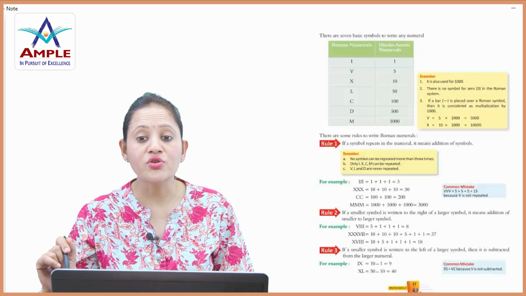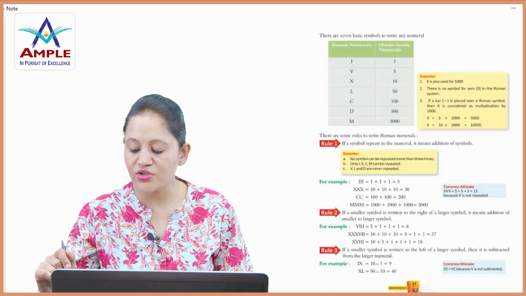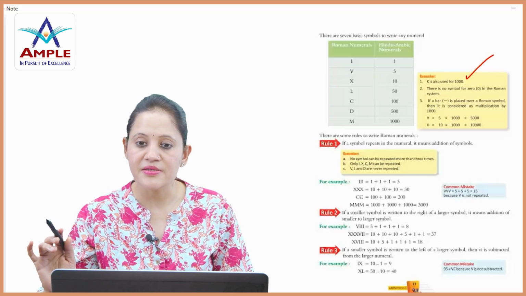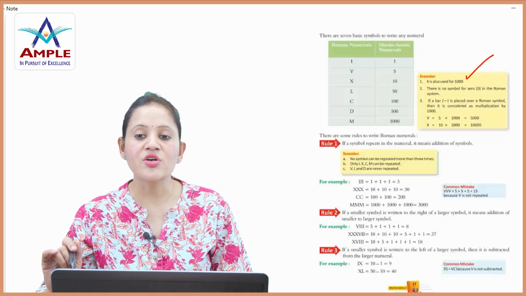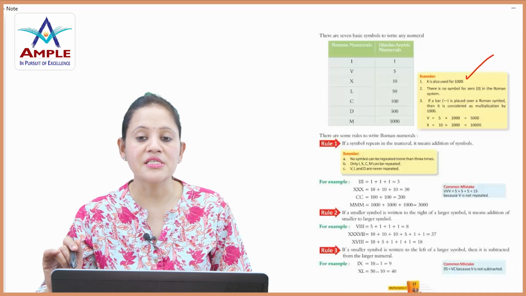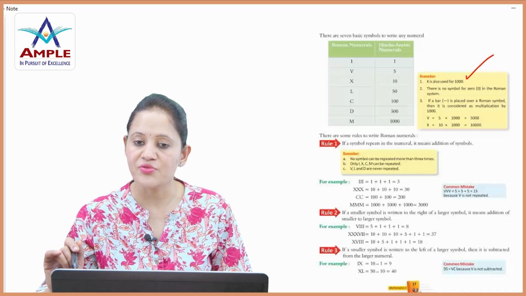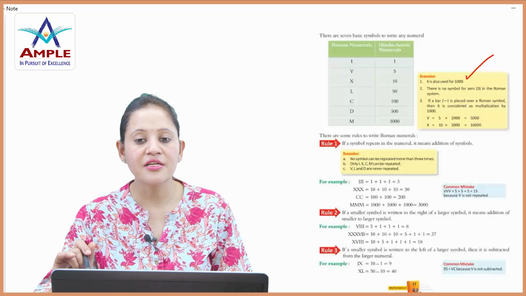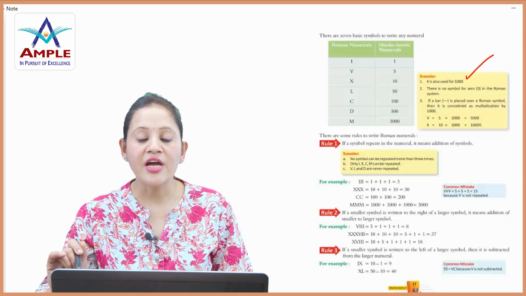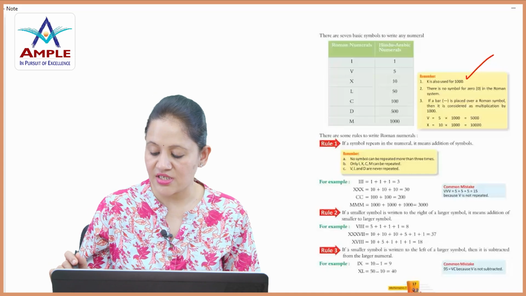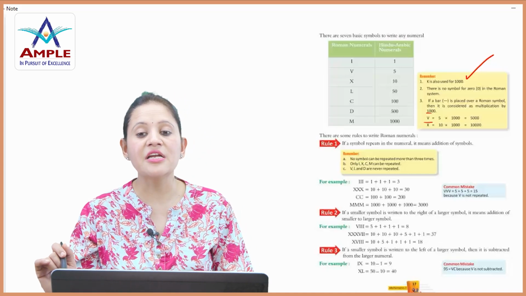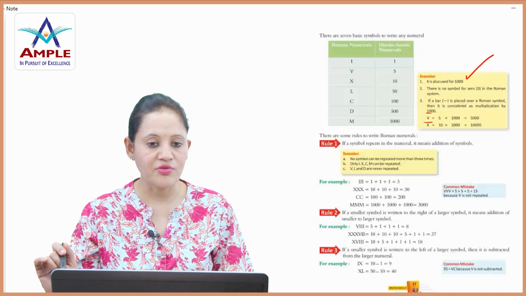K is also used for 1000. We also use K for 1000. There is no symbol for 0 in Roman numerals. If the bar is placed over the Roman symbol, that means it is considered to multiply by 1000. So V, if we place bar on it, that means 5 multiplied by 1000, that is 5000. X, if we place bar on it, that means 10 multiplied by 1000, that is 10,000.